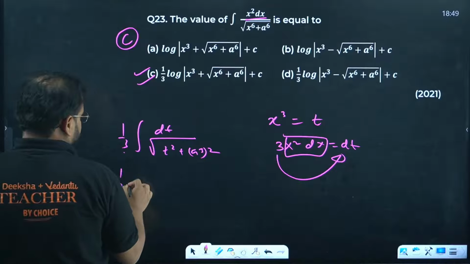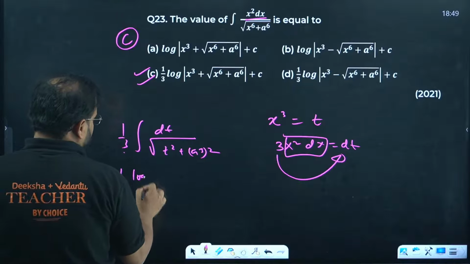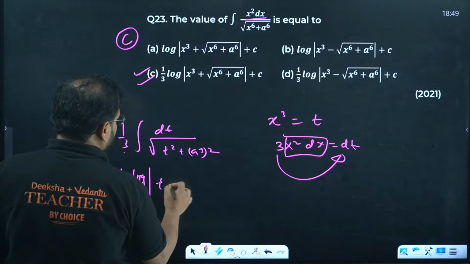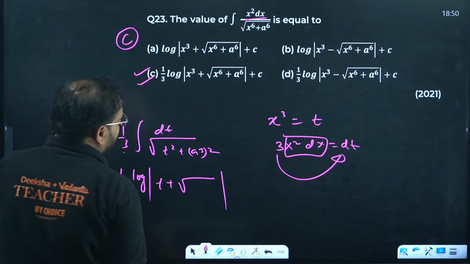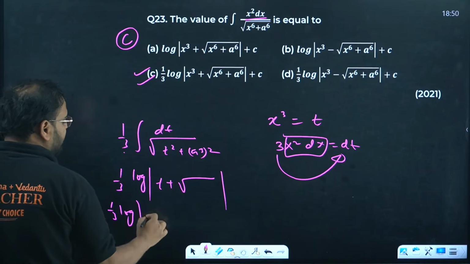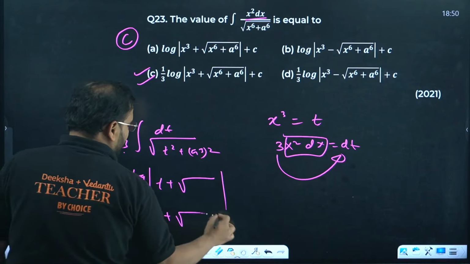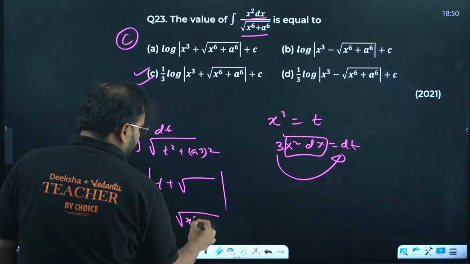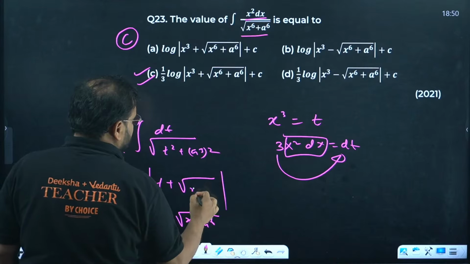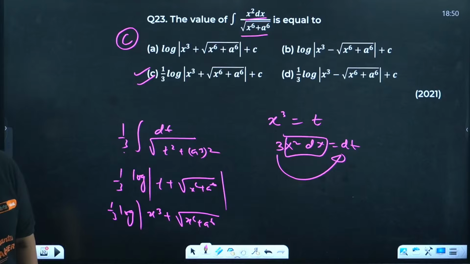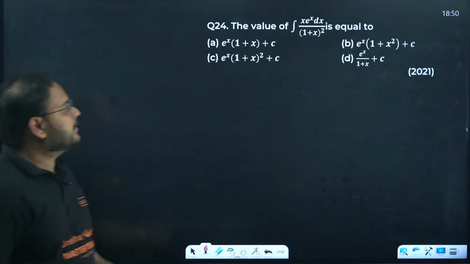We have the formula as 1 by 3 log of t plus the same root repeated. So check here, what is the value of t? The value of t is x cube, plus the same root repeated. What is the same root? The root is given over here: x power 6 plus a power 6. Here also the same thing. That's how. The formula is there. D is the answer, Chetan. One second. D is the right answer.